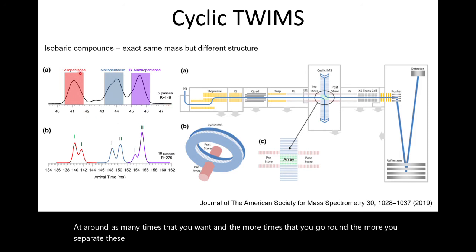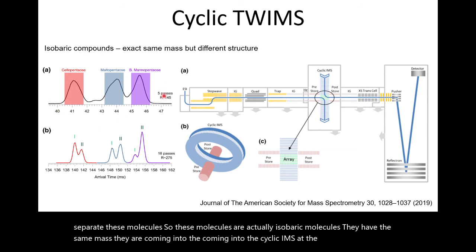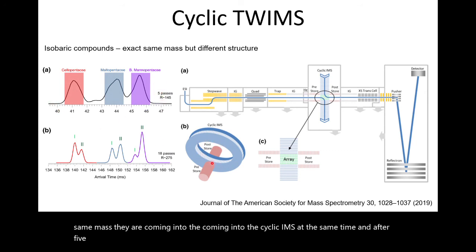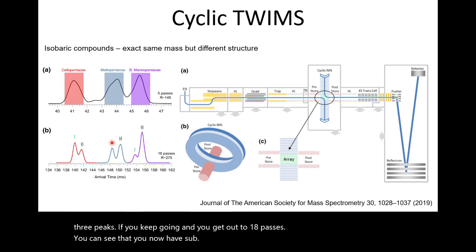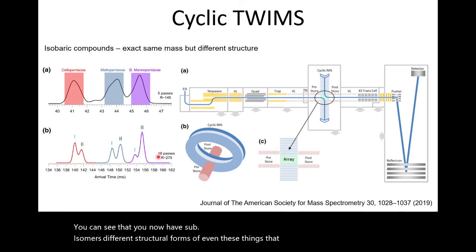So these molecules are actually isobaric molecules. They have the same mass. They are coming into the cyclic IMS at the same time, and after 5 rounds around the cycle, you get them separating out into these 3 peaks. If you keep going and get out to 18 passes, you can see that you now have isomers, different structural forms of even these things, that are separating out as you get more passes.